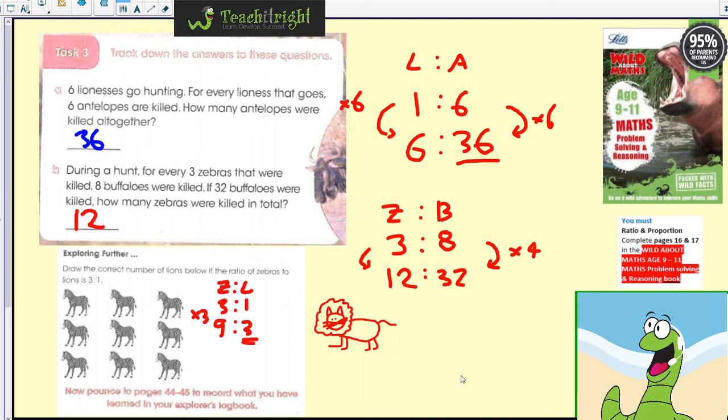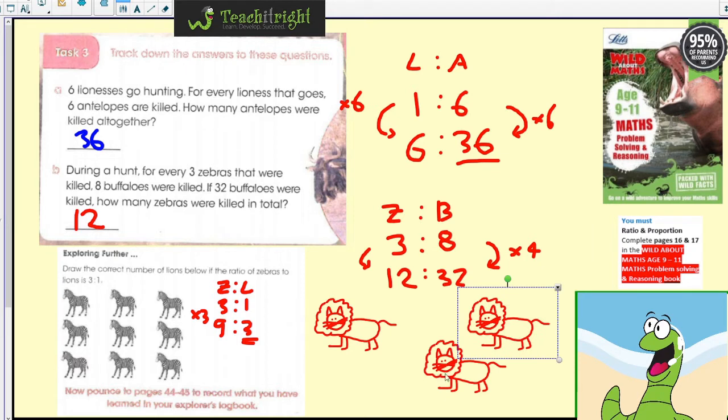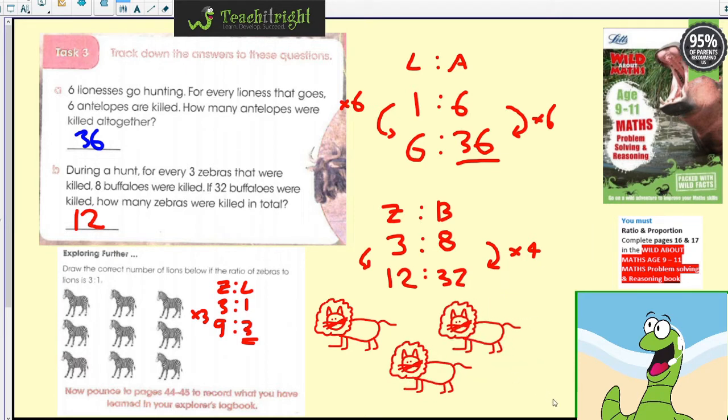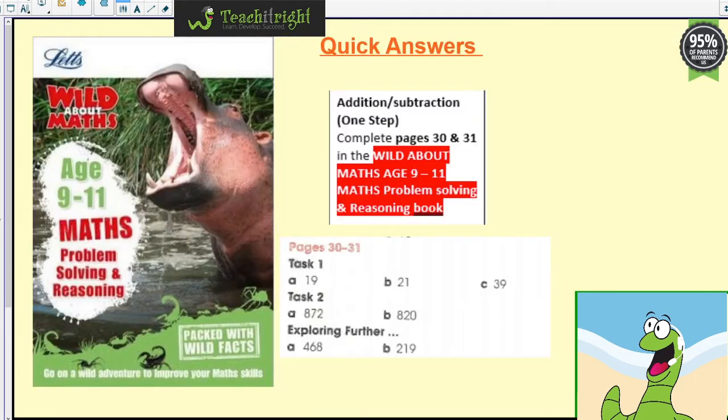I'm going to cheat slightly. 1, 2, and 3. There you go. You'd have something probably a touch more artistic than this, but I never said I was an art teacher. Luckily, I'm a math teacher, and thank goodness for it. So that's what you'd want to see, guys, for the exploring further. 3 lions.